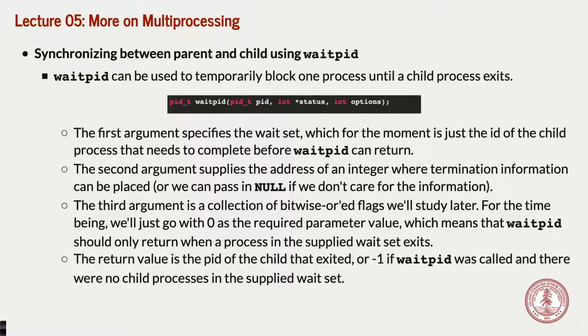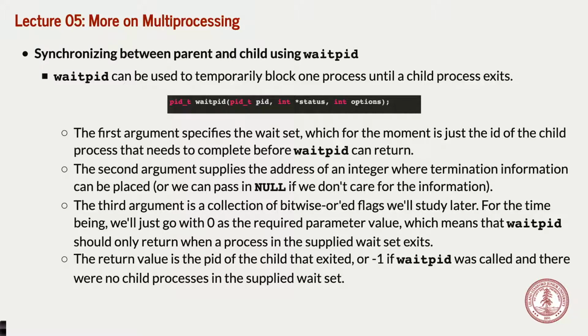You've also got a pointer to status, which is going to be populated by waitpid. You pass the pointer to the int, and the int becomes populated by the function. And then you've got some options, which we'll talk about a little later, like in the next couple lectures. They're flags and so forth. The return value is the PID of the child that exited.